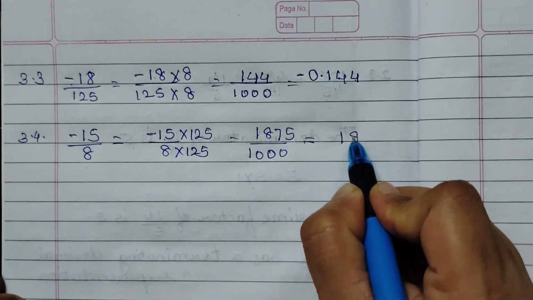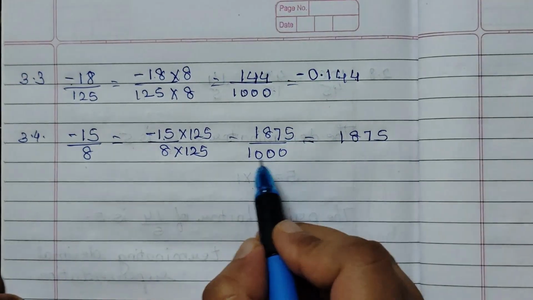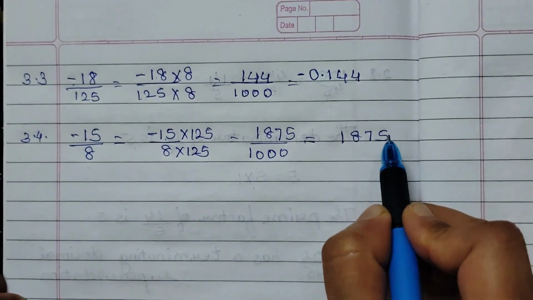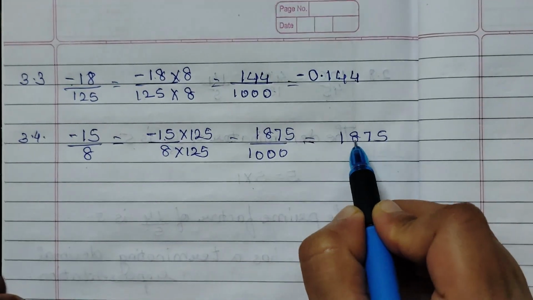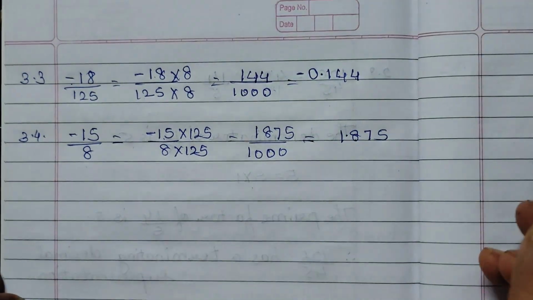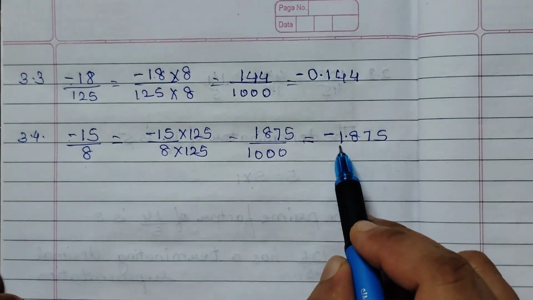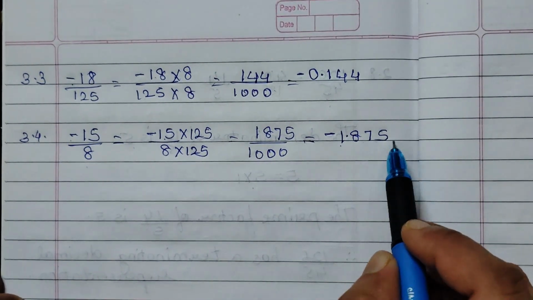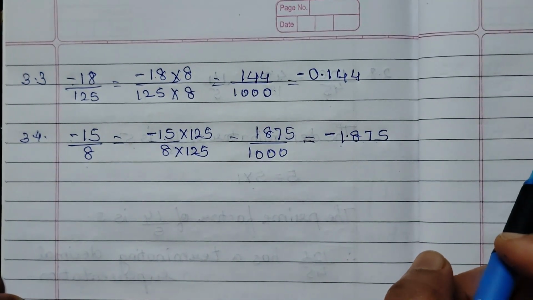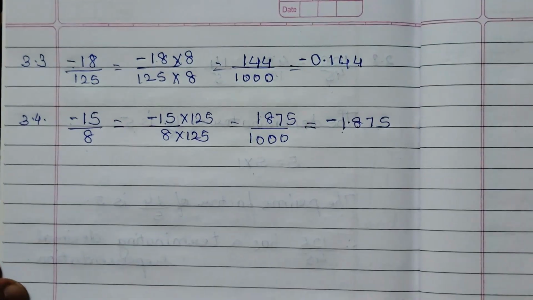So now what I will do? I will write the numerator. And how many zeros are there? 1, 2, 3. So from here I will start, 1, 2, 3. So I will put the point over here. And there is a minus sign, so I will put the minus sign. So it is minus 1.875. So we have completed question number 3.